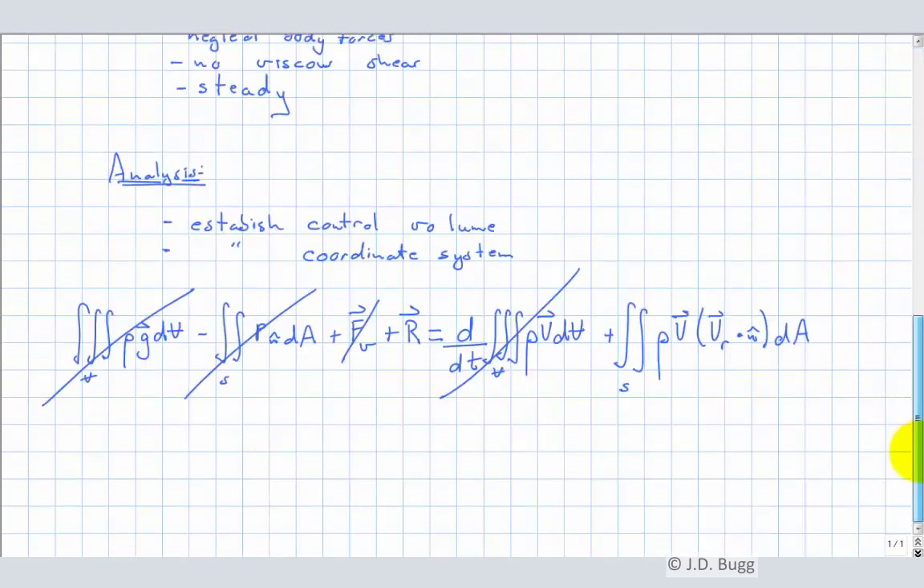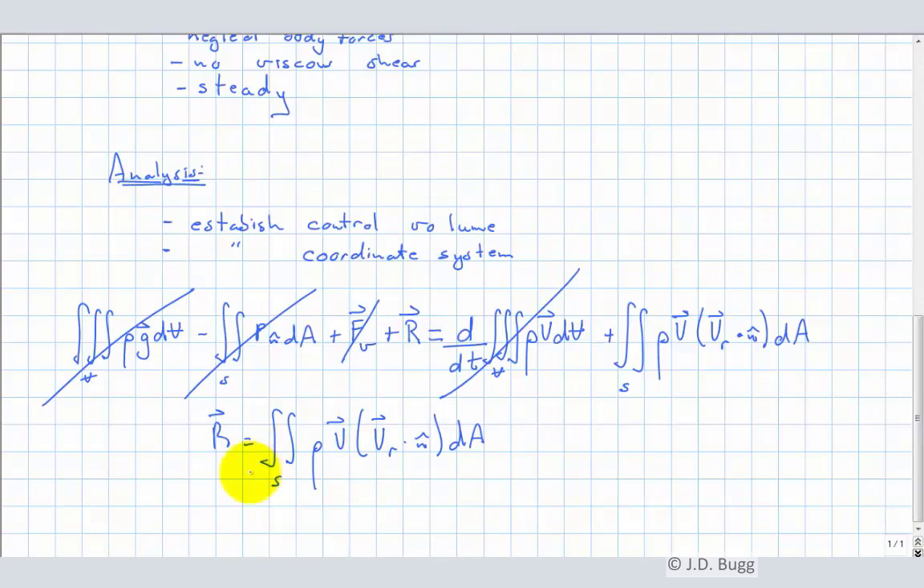So what we do is write down what is left of our equation for this particular problem. The reaction forces are going to be the integral over the surface of rho v Vr dot n dA. So now we need to take a look inside of this equation and figure out what this looks like.